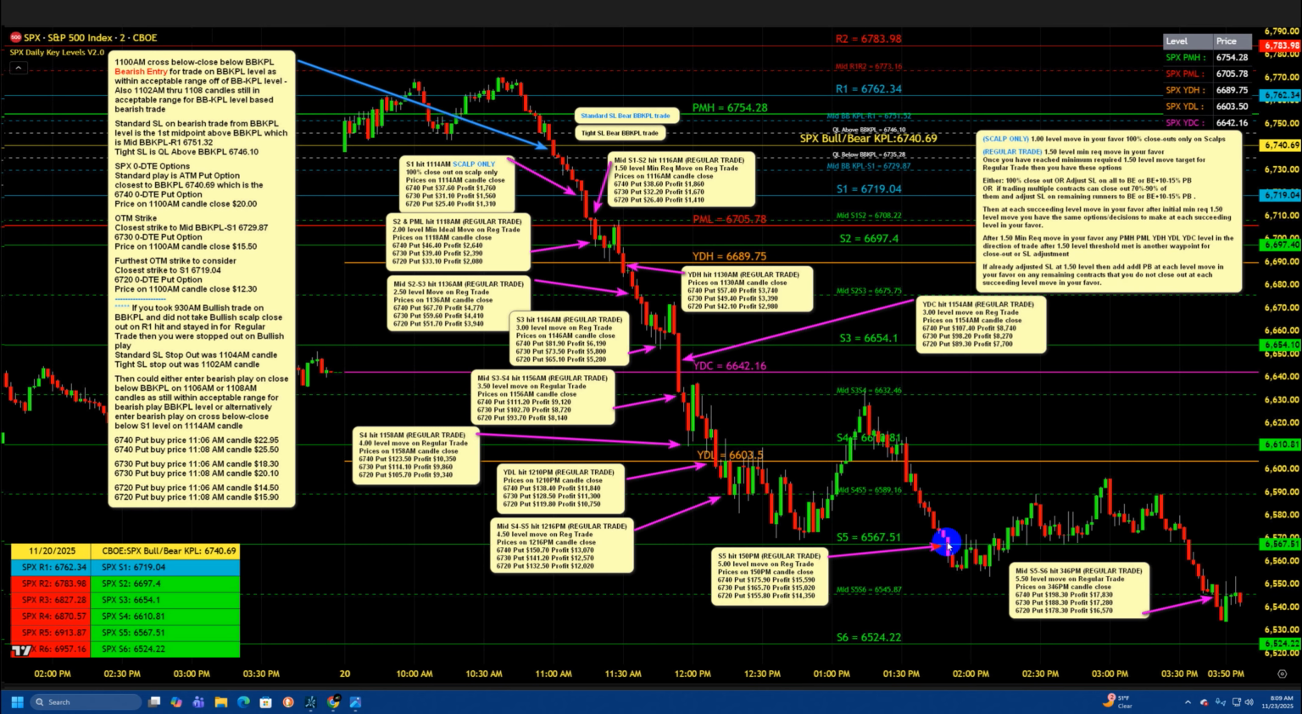Prices on the candle close, as you can see, are more in your favor than the touch. These prices are based on the candle close. 67.40 put, $175.90 per option. So that is now a profit of $15,590 per option. The 67.30 is $165.70. That's a profit of $15,020 per option. The 67.20 is $155.80. That's a profit of $14,350.